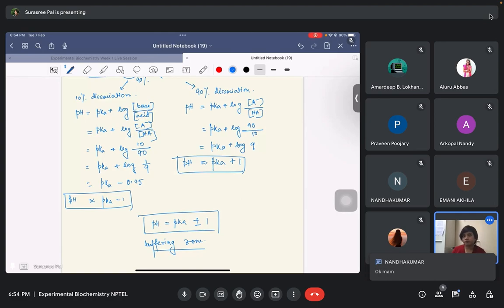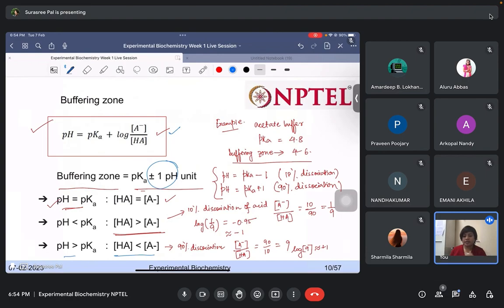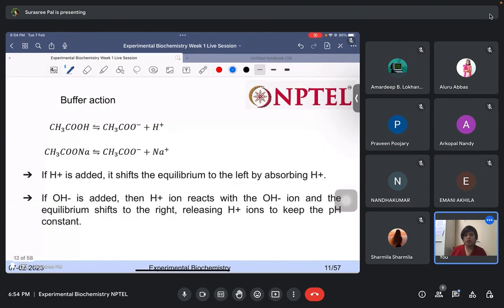Alright. Okay, then we will proceed. So now let's come to buffer action. I am talking about how buffers resist the change in pH, right? So how do the buffers resist the change in pH?